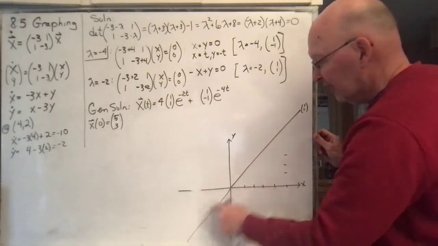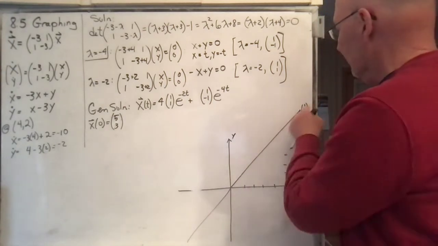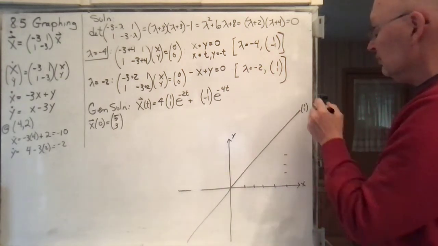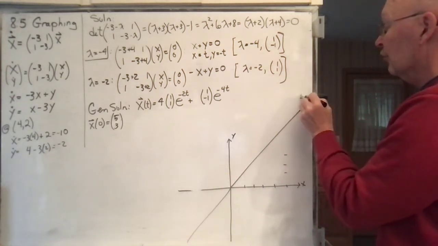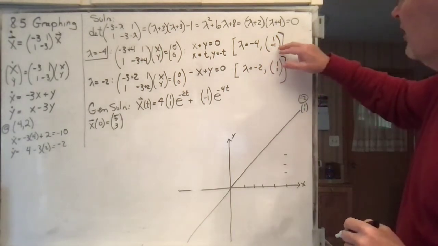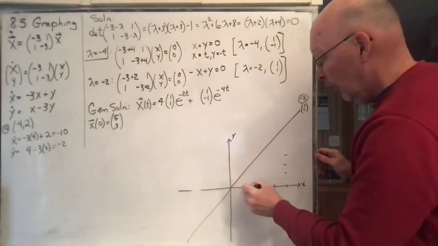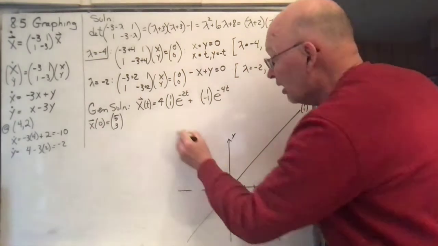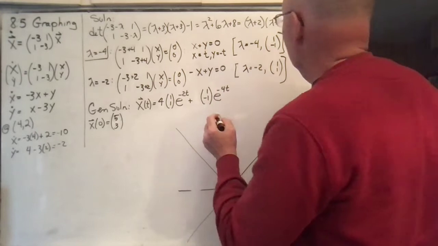So there's the eigenspace associated with this eigenvector. That's negative 2. And then here's the eigenspace 1, negative 1. 1, negative 1 down here is the eigenspace associated with negative 4.